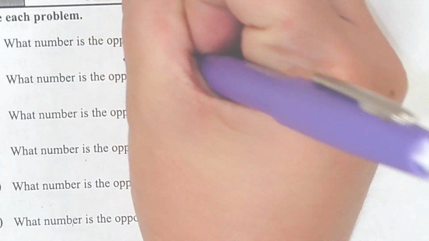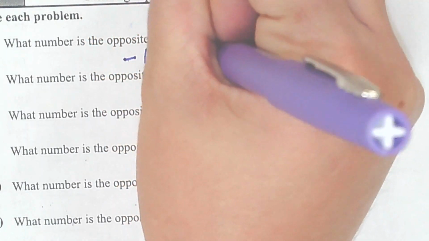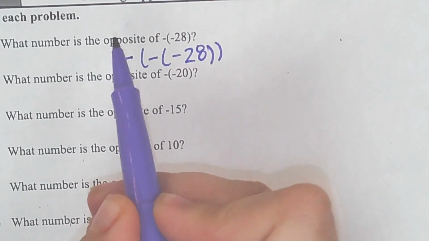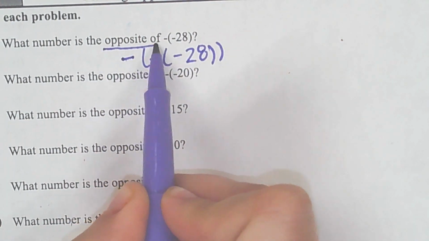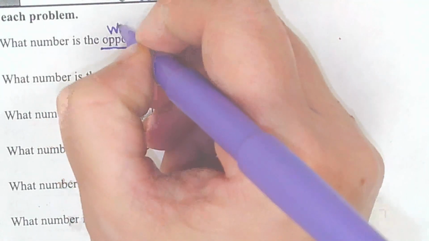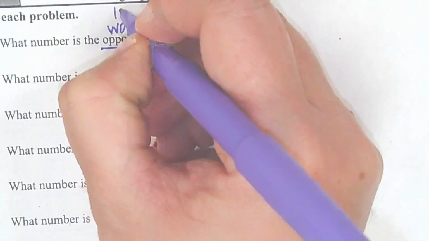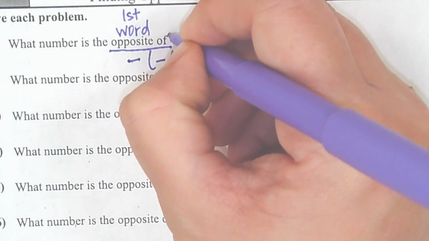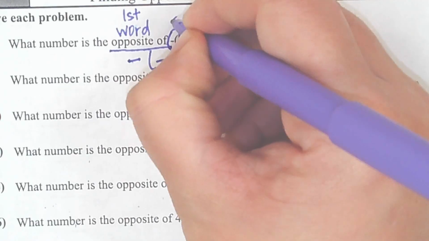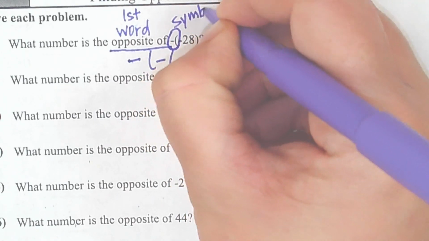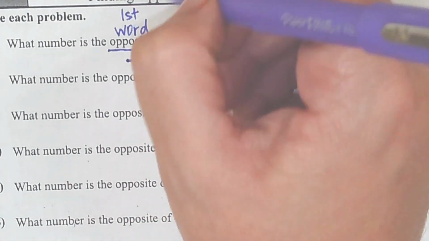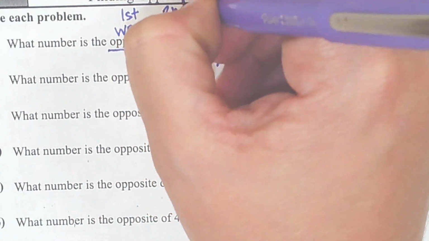This first one is the opposite of negative 28. If you open the parentheses twice, you have to close it. They say opposite of in word form here. This is the first they mention. And then they say it in symbol right here with this negative and the open parentheses. So that's how I knew that this is a double opposite.